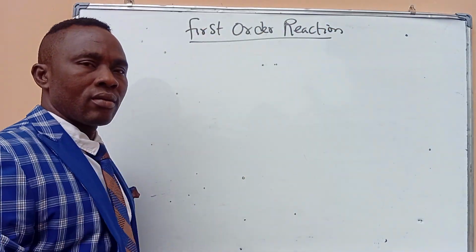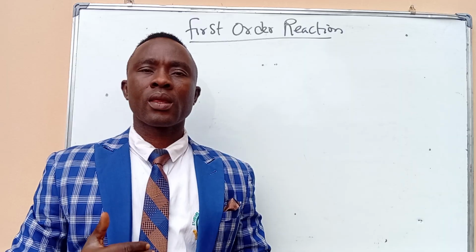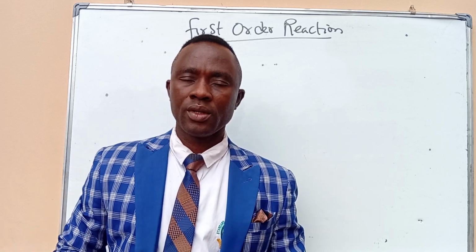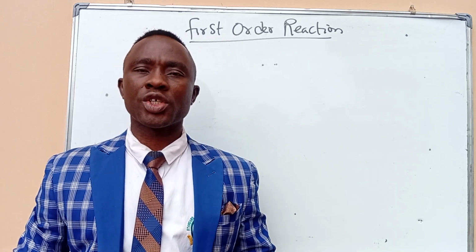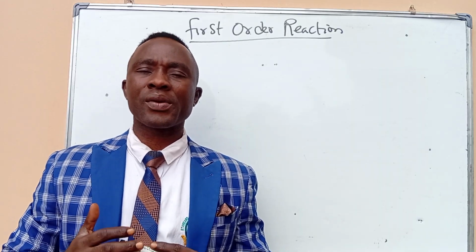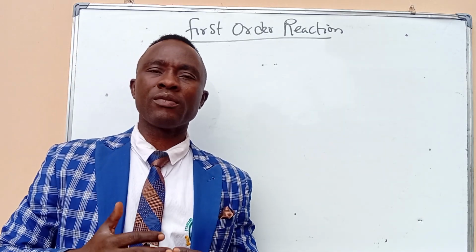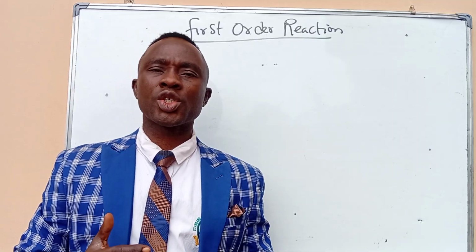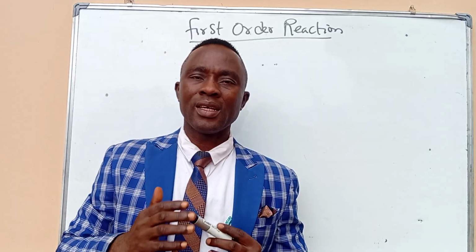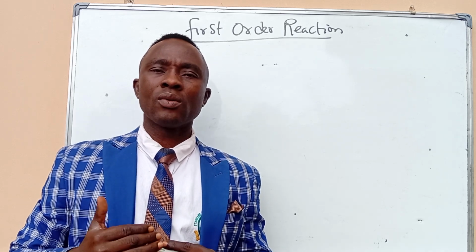First, I want to remind you, order of reaction simply means ranking of chemical reactions according to how the speed depends on the concentration. The speed of a reaction depends on the concentration of the reactants, and we can rank different chemical reactions based on the way that the speed of the reaction depends on the concentration of the reactant. That is what we call ranking or order of reaction. Order of reaction is a ranking of different chemical reactions in terms of how the concentration affects rate.